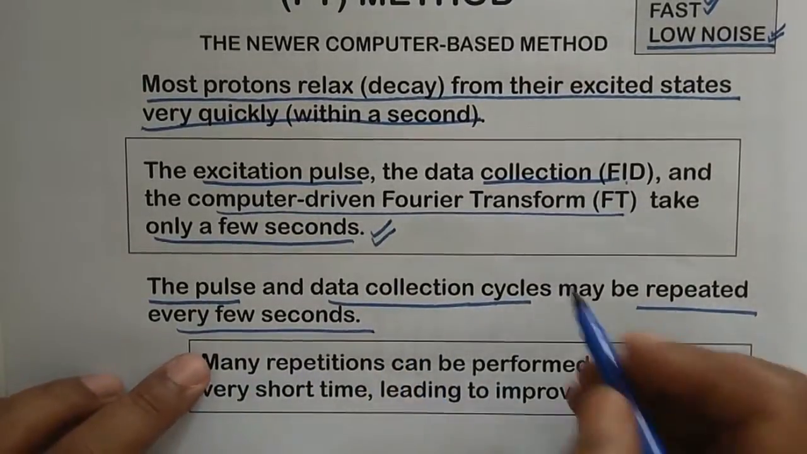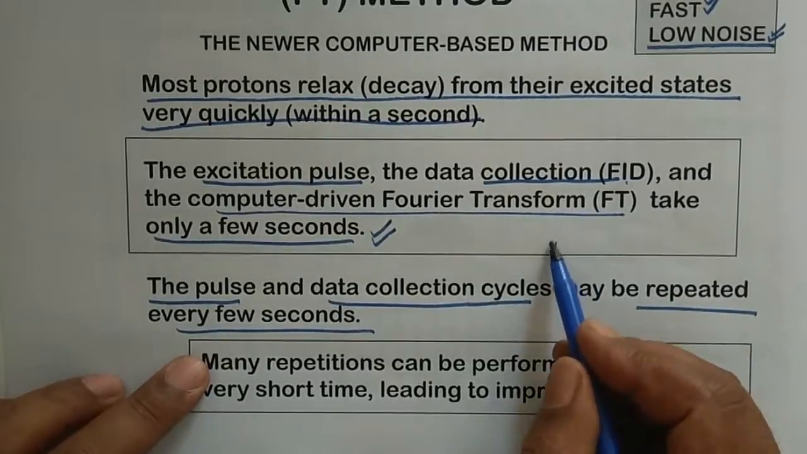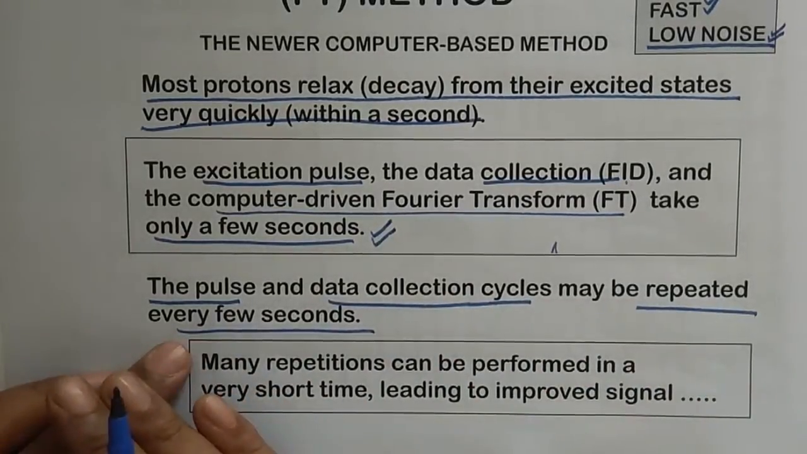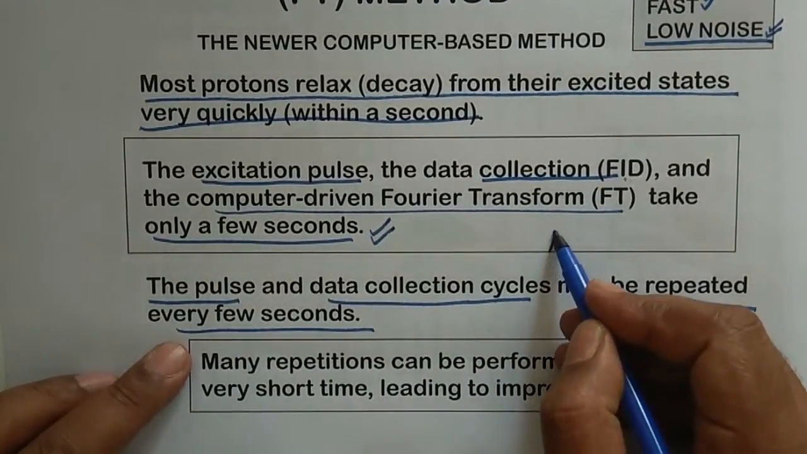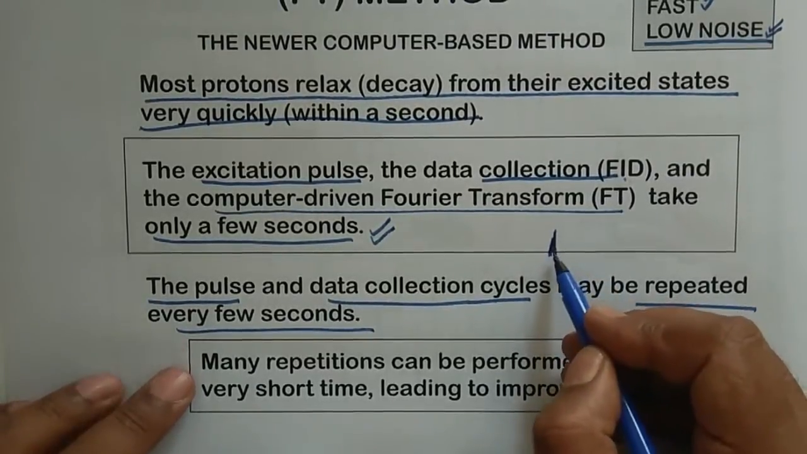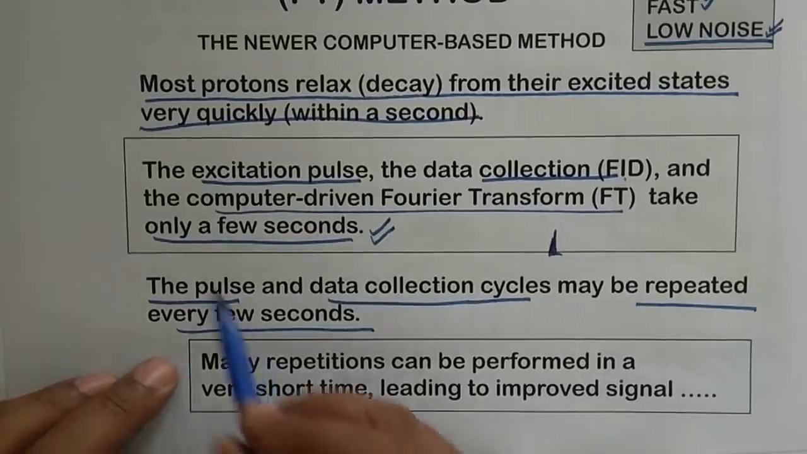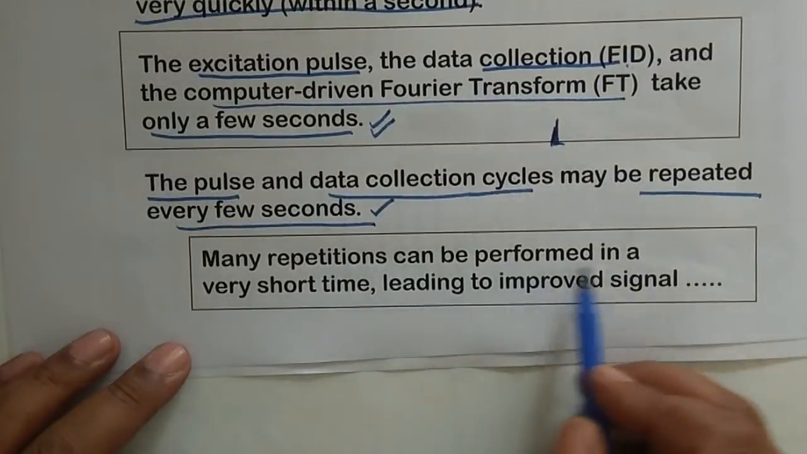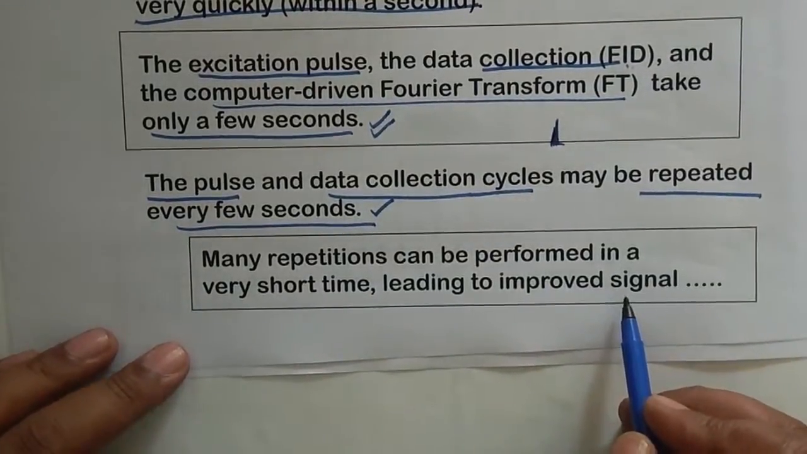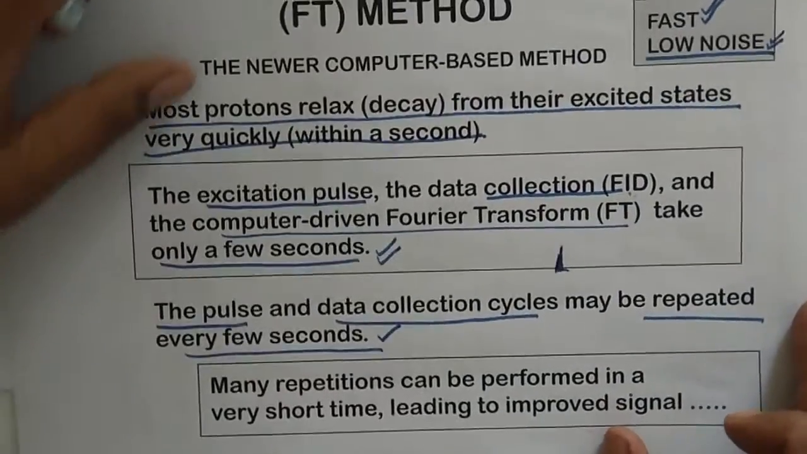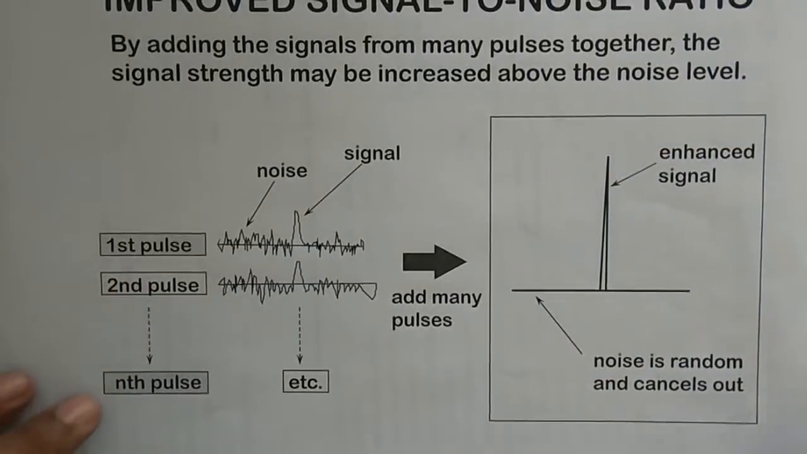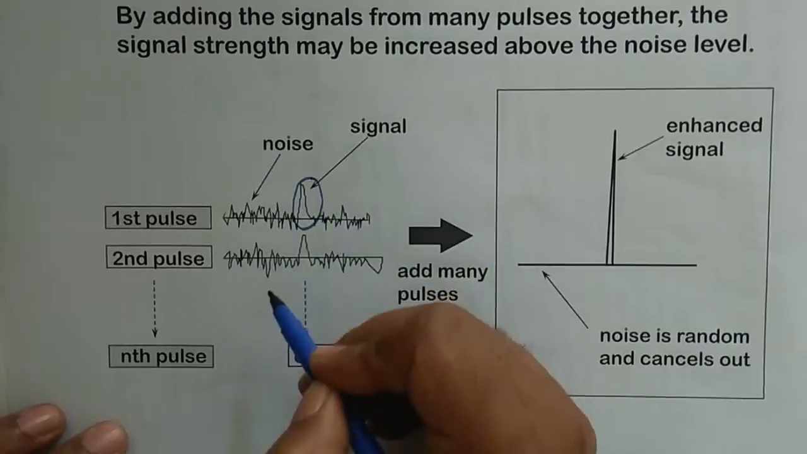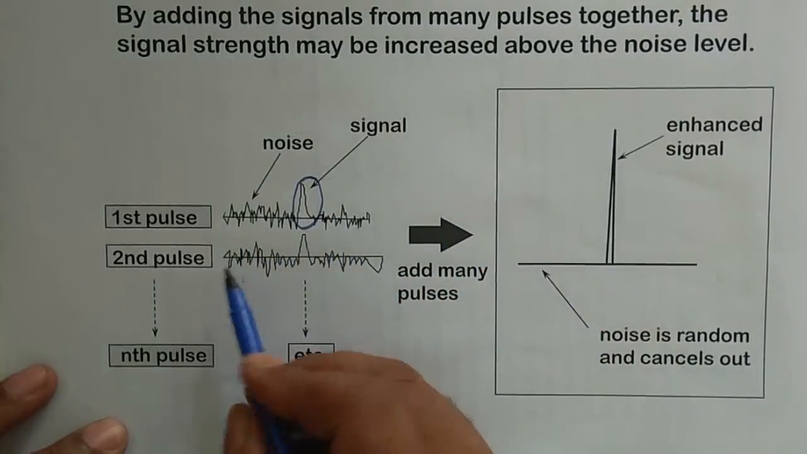Say for example, if you are getting a signal and you are not satisfied with the intensity of the signal, what you can do is go back and repeat the whole process for the enhancement of that particular signal. And this repetition of the cycle can be performed in very few seconds, right? So many repetitions can be performed in a very short time, leading to the improved signal which I have explained, right? And then you can see here, this is the noise. Say for example, this is your desired signal in which you are interested, and these are the noise. So this is the first case.